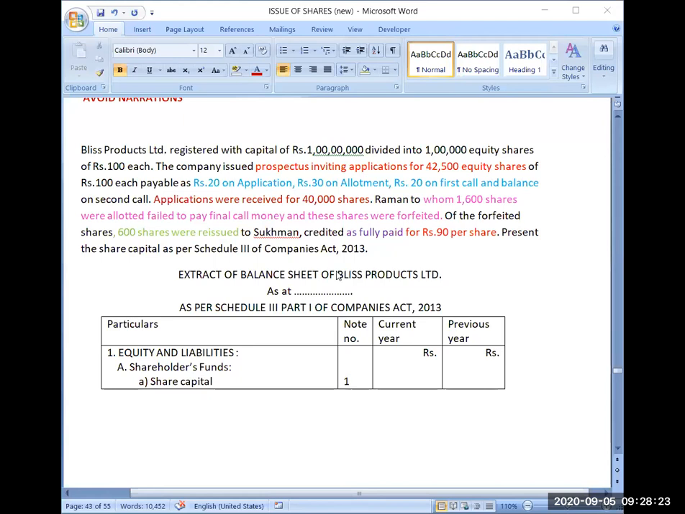Registered with capital of rupees 1 crore divided into 1 lakh equity shares of rupees 100 each. So this time the face value of the share is rupees 100, and the company is inviting applications for 42,500 shares. However, they have received applications only for 40,000 shares. Out of that 40,000, 1,600 has not paid the final call money, and their shares were forfeited.